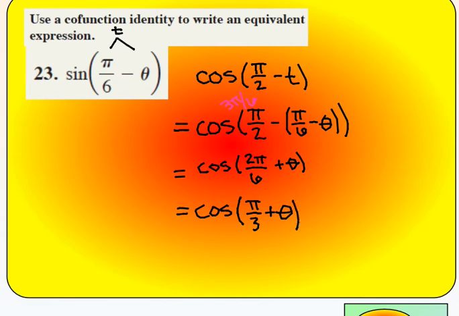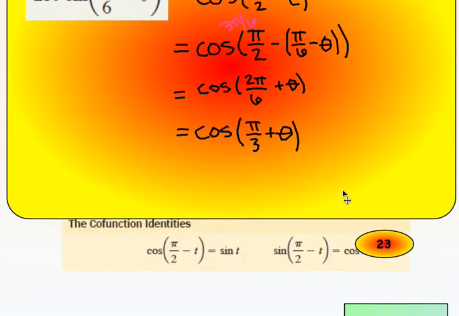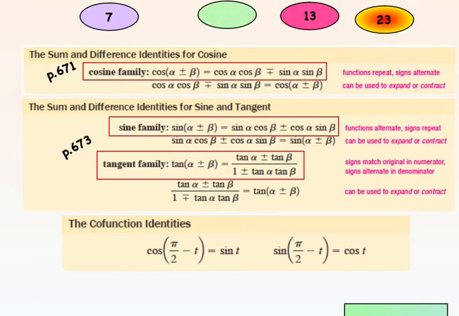Okay, so that's what we're looking at. Sine and cosine are the same thing. I just can rewrite them with a 90-degree shift. And again, we see that down here in our cofunction identity. So that's the one we're using, right there.